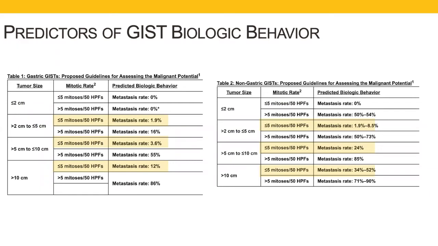And you can see that for the same size and mitotic rate, let's do a specific example here. So for this smaller GIST right here, low grade, 2 to 5 centimeters, the metastatic rate is 1.9%. For the same size and mitotic rate in a non-gastric GIST, it's higher, or this is a better example. So this is low grade with a 3.6% metastatic rate. The same size tumor that's not in the stomach is a 24% chance of metastasis. And so this is really important when working the patient up and prognosticating.